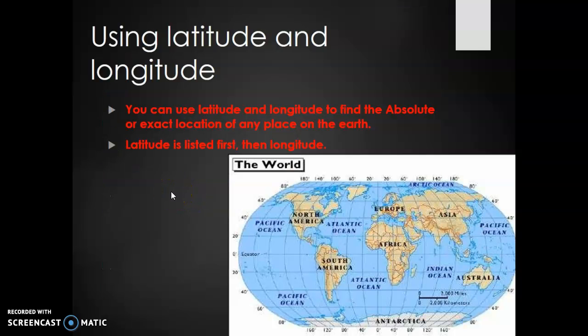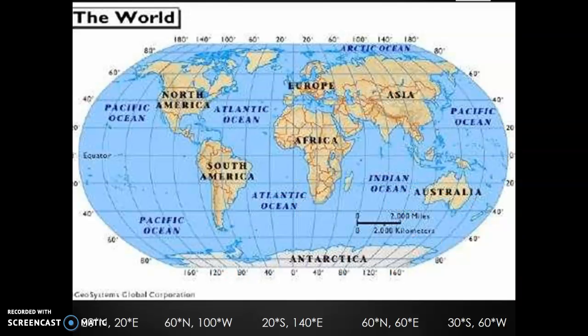So we use latitude and longitude to find absolute locations anywhere on the globe. Latitude is always going to be listed first, then longitude. So if we're going to use our map here and try to pick out a couple places, it looks like our first example down here is 20 degrees north, 20 degrees east. So our latitude's listed first, then our longitude.